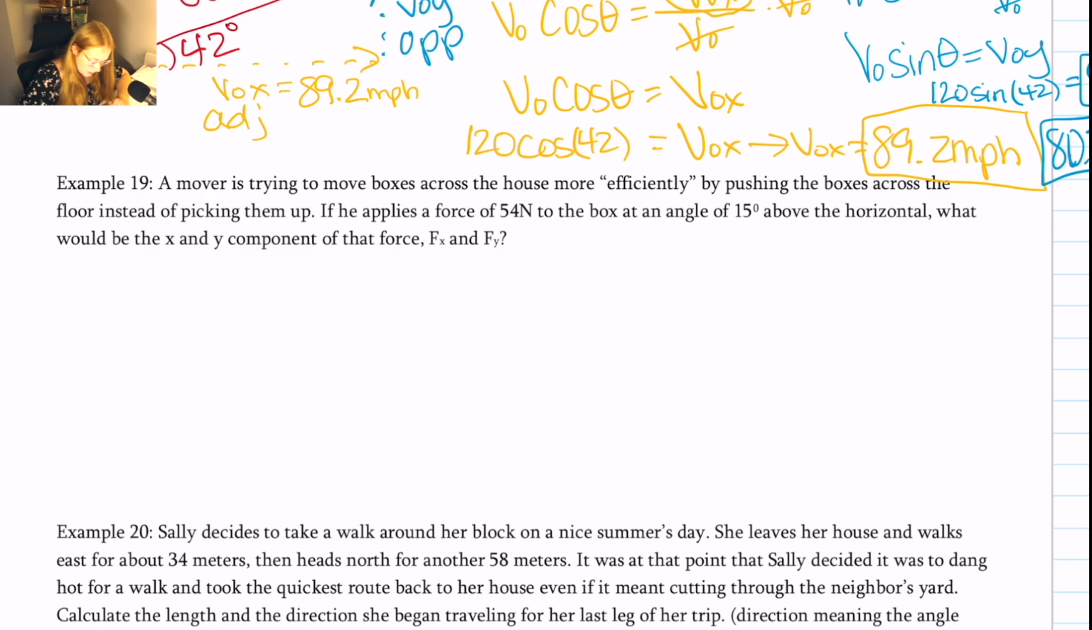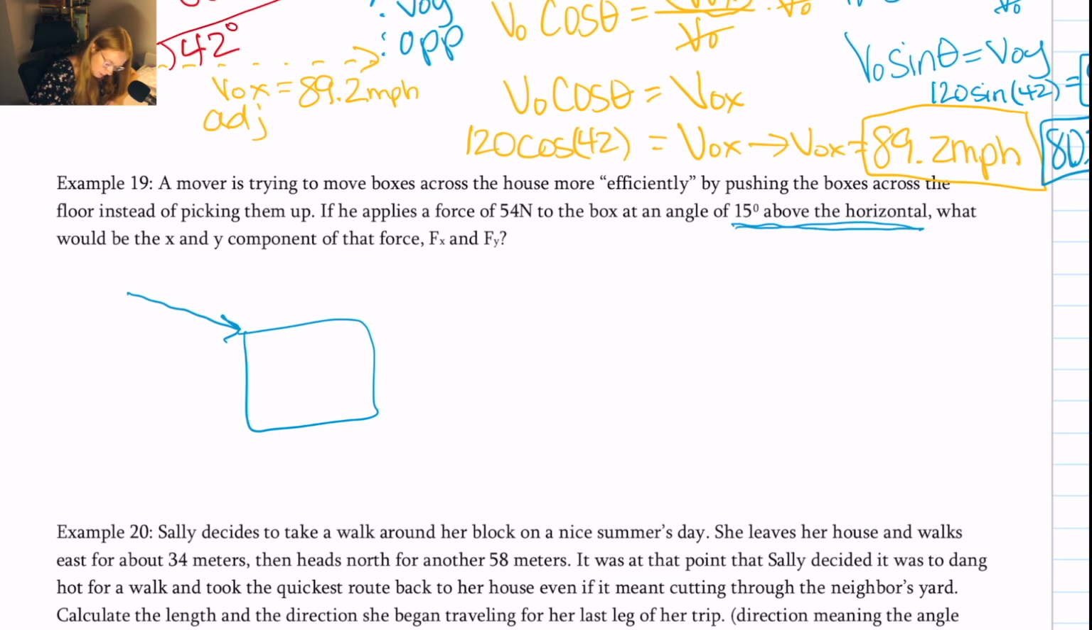A mover is trying to move boxes across the house more efficiently by pushing the boxes across the floor instead of picking them up. If he applies a force of 54 newtons to the box at an angle of 15 degrees above the horizontal, and we'll talk about what that means in a second, what would the x and y components of that force be, Fx and Fy? So let's draw ourselves a picture. We have the box, and we're trying to push it across the floor. Here's what it means by an angle of 15 degrees above the horizontal. Draw yourself your horizontal line, and it's saying the force is 15 degrees above that. So go and label it like that.